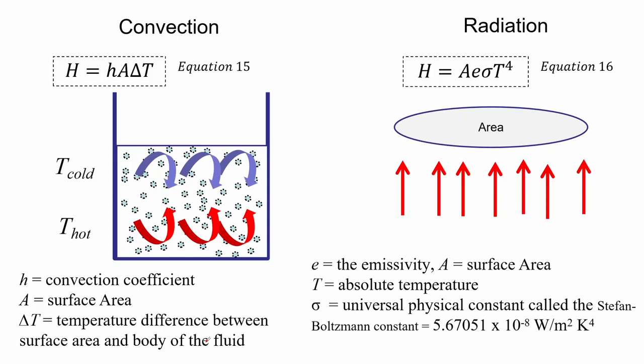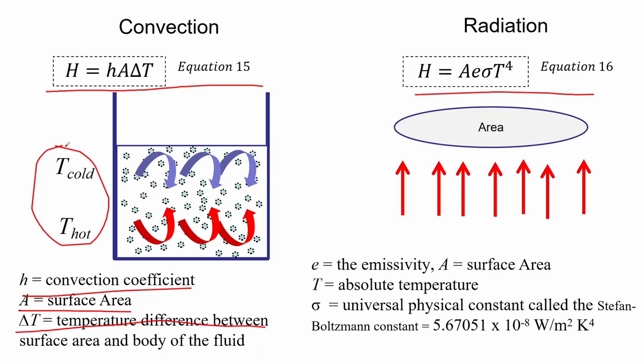Here we have a heat transfer equation for convection and radiation. For convection it is given by equation 15 where h is the convection coefficient, A is the surface area and delta T is the temperature difference between surface area and body of the fluid. For the radiation, the heat transfer is given by equation 16. For radiation, e is the emissivity, A is the surface area, T is the absolute temperature, sigma is the universal physical constant called the Stefan-Boltzmann constant.